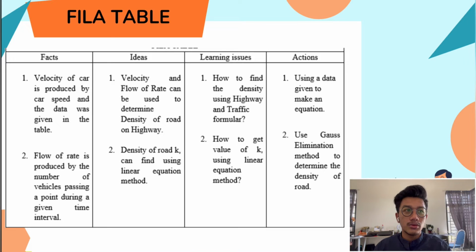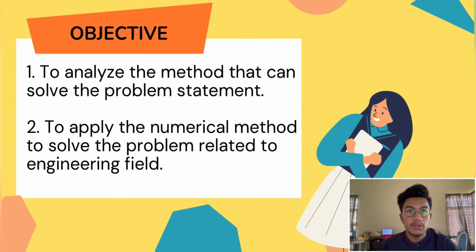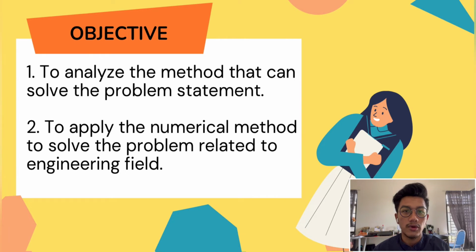For the learning issues, first, how to find the density using the highway and traffic formula. Second, how to get the value of K using a linear equation method. After that, for the action, first, use the data given to make an equation. Second, use the Gauss elimination method to determine the density of the road. The objective of this project is first, to analyze the method that can solve the problem statement. Second, to apply the numerical method to solve problems related to the engineering field. That's all from me. Thank you.